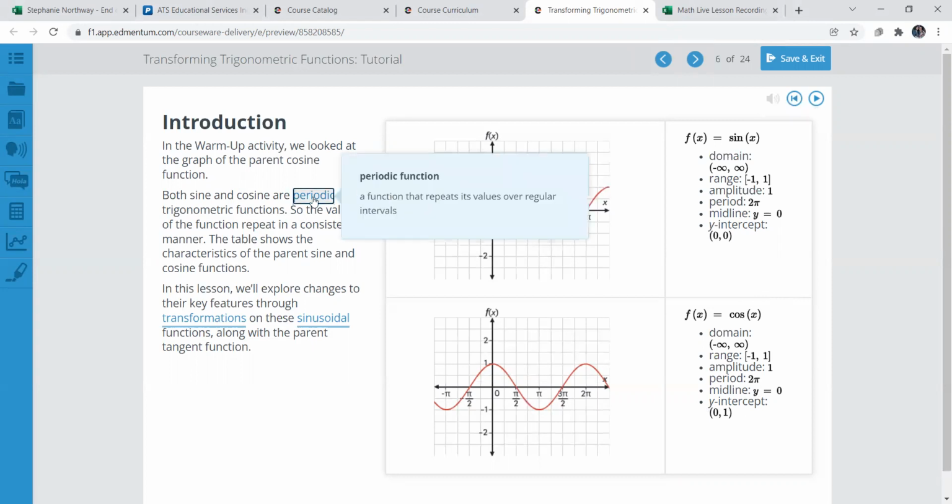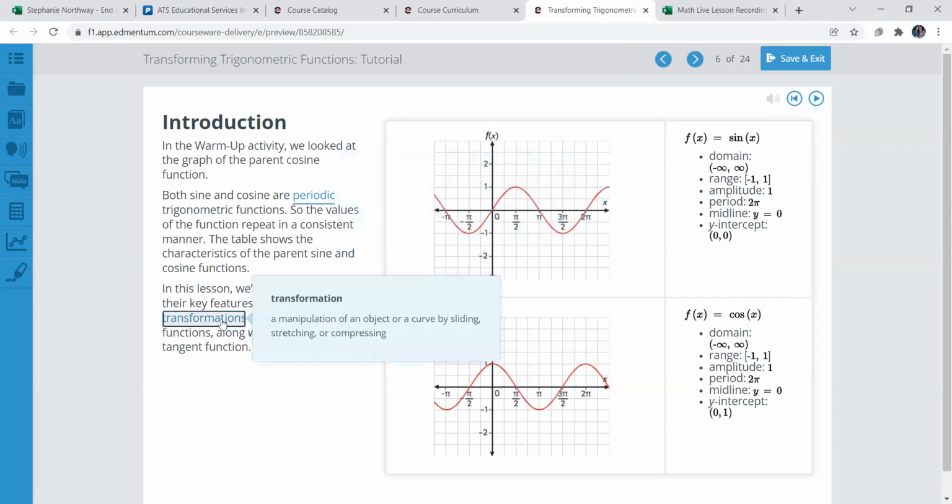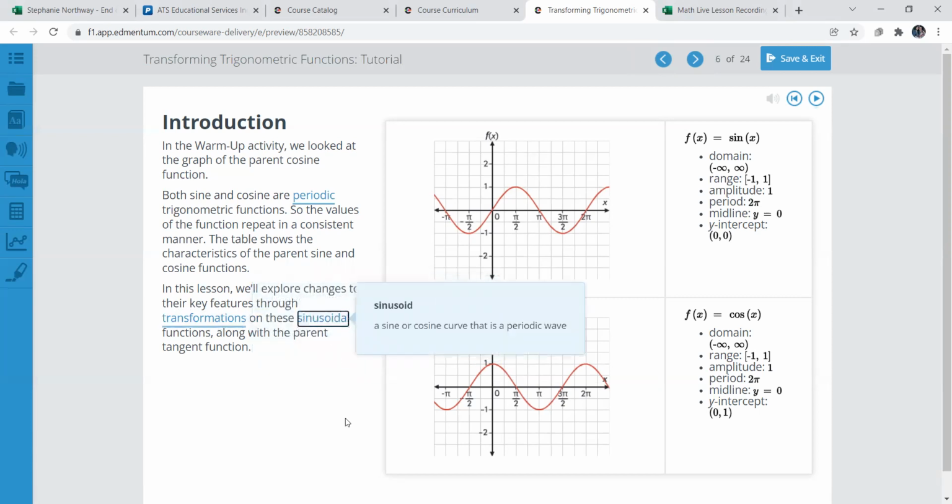So we have periodic, and that's a function that repeats its values over regular intervals. Then you have transformations, and this means manipulation of an object or curve by sliding or stretching and compressing. So adding a number in front of cosine or tangent or sine, and then seeing how it stretches or how the waves end up moving, something like that. Okay, so then let's go to sine or cosine curve that is a periodic wave.